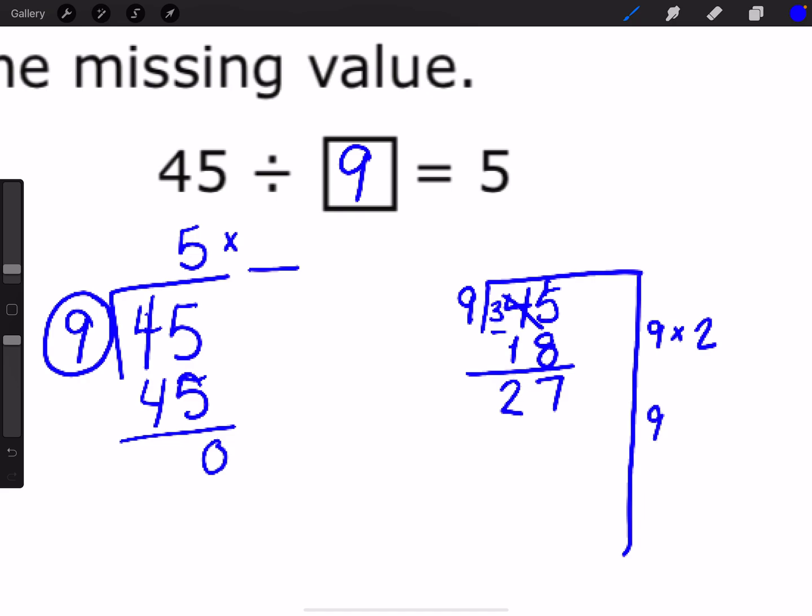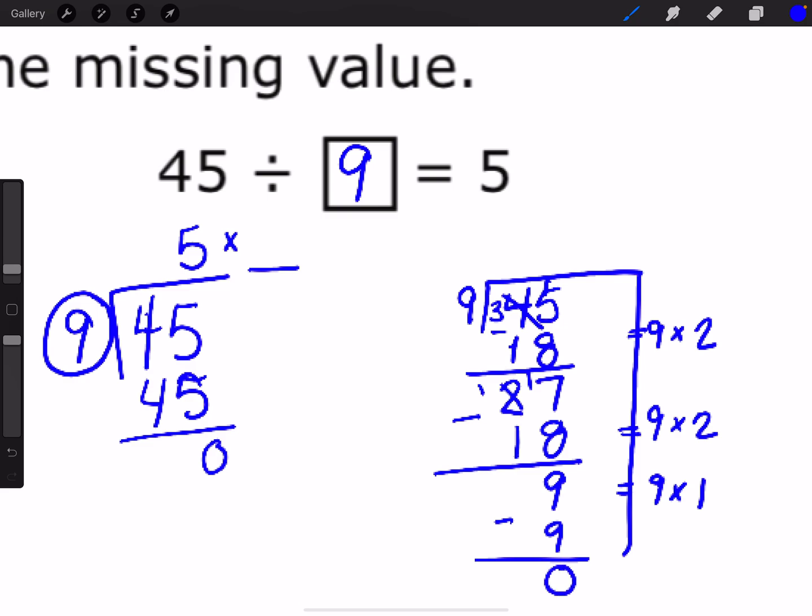If we do another 9 times 2, and it's 18, and we take that chunk away again, we need to borrow. So 17 take away 8 would be 9. 1 take away 1 is 0. And then we know that if we do 9 times 1, we will take away 9, and that would be 0, and we can stop. And then we take our partial quotients, 2 plus 2 plus 1, and that would be 5. So we just double checked and made sure that that was correct.